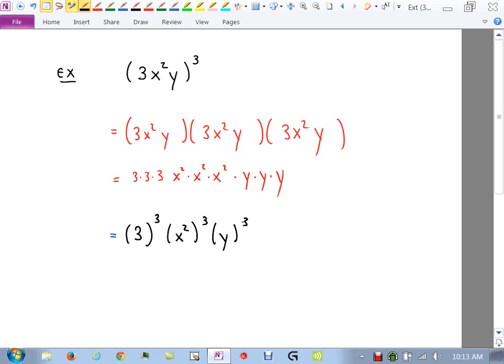So go back up to the original problem. We had a 3, we had an x squared, and we had a y sitting inside this parentheses, and then a cubed that was acting on all of them. The question was, how does that cubed act on these? Well, look at what we got down here. There's our 3. There's our x squared. And there's our y. And look at what's on each one of them. A 3.